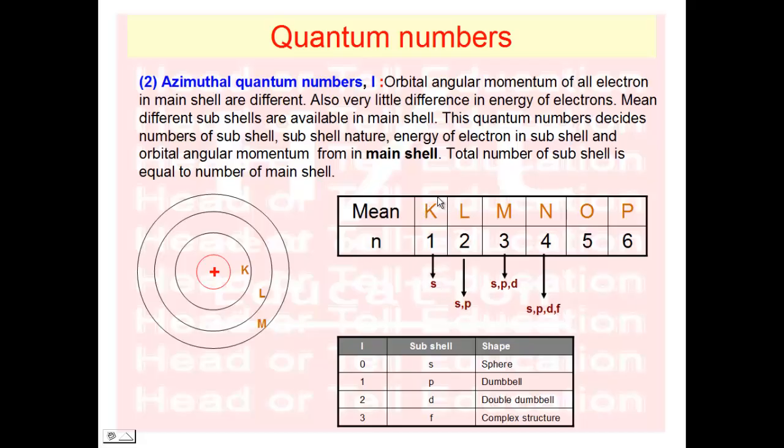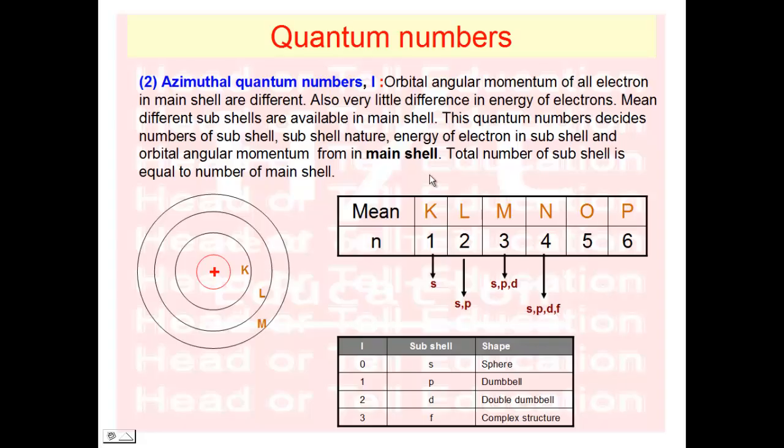For the main shell K, n equals 1, and the number of subshells here is 1. Next, for the main shell L, n equals 2, so there are two subshells, S and P. Now for M, n equals 3, so the subshells are S, P, D. Now for N, the value is 4, so the subshells are S, P, D, F. This is the subshell, and the main shells are K, L, M, N.